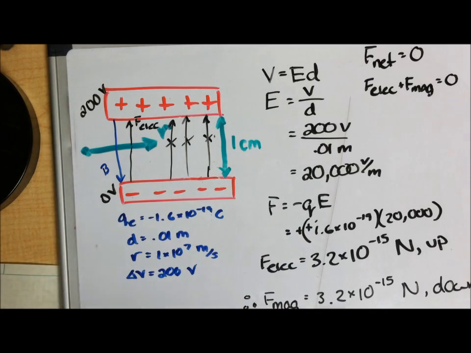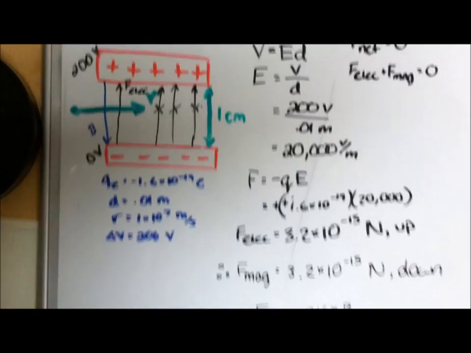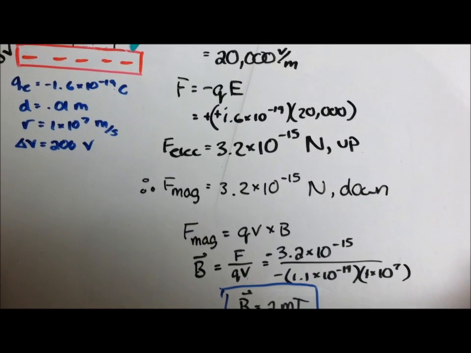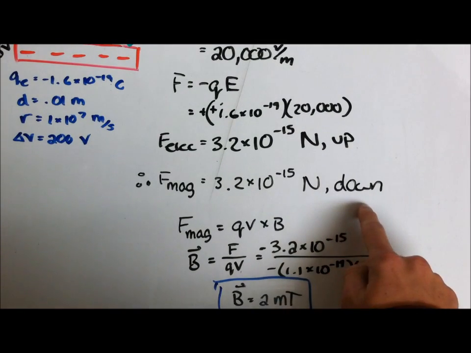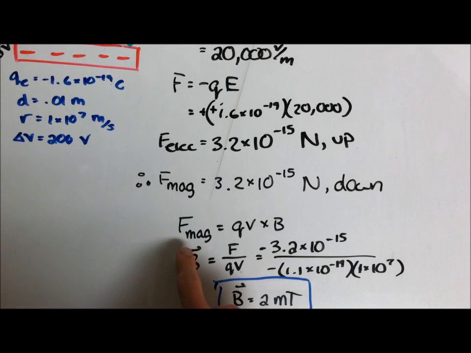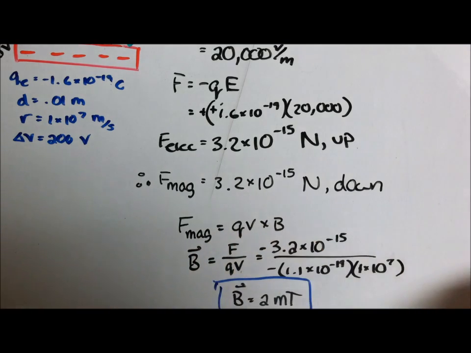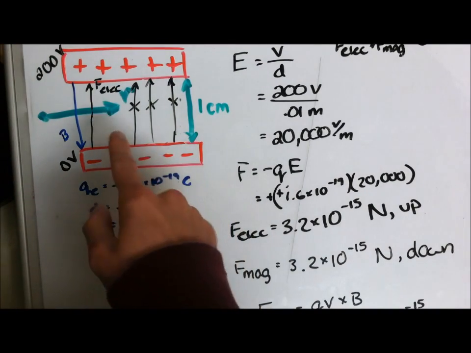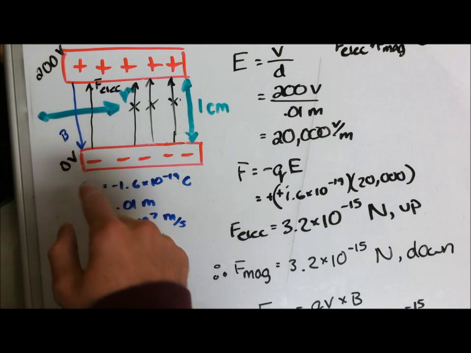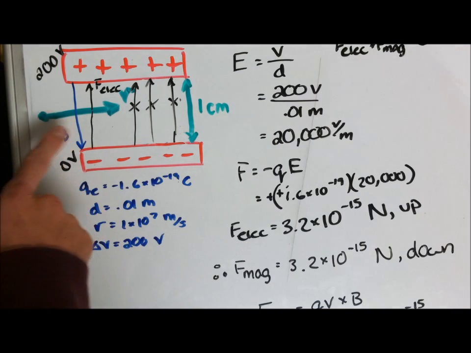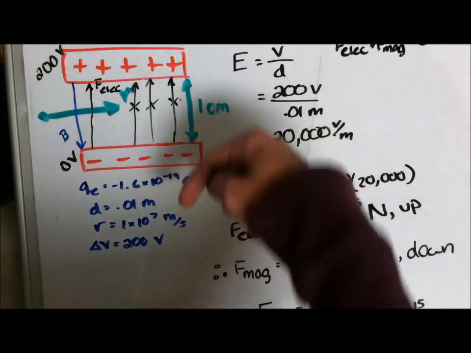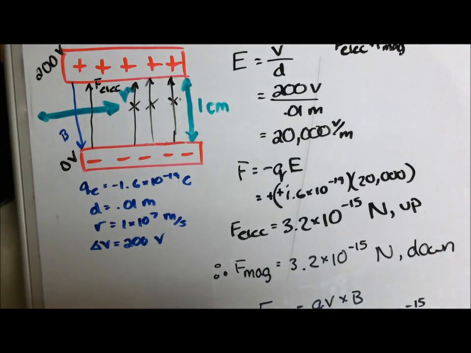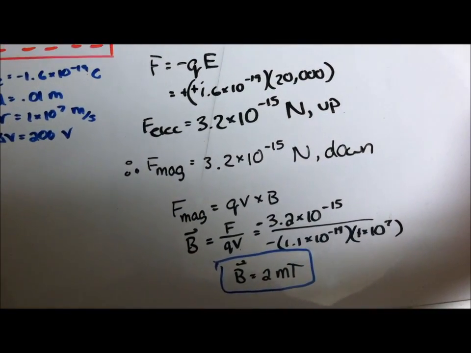So in order to do so, we'll say that F magnetic here, we'll call it negative 3.2 times 10 to the negative 15, just to take care of that down direction. And we know there's a relationship here that F magnetic equals QV cross B, and this cross product, if you go back to the picture, is right here. We can take care of it. It incorporates a sine of an angle. That angle is between the velocity vector and the B field, it's a 90-degree angle there, and because of that, sine of 90 is 1. So we can say force equals QVB.